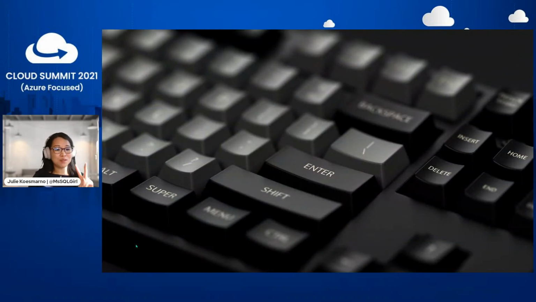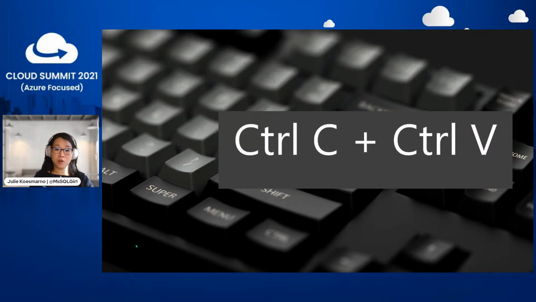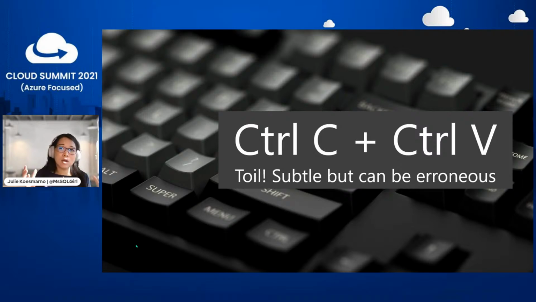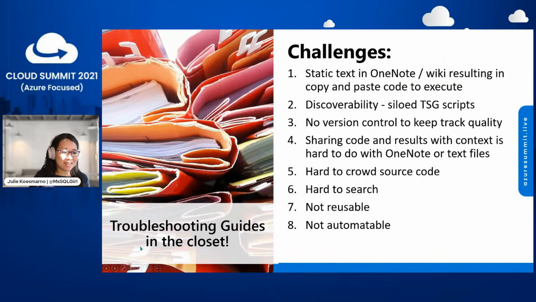And there are two sets of keystrokes that are very often used, and it actually can be quite dangerous, which is Control-C, Control-V. You do a lot of copying of code from one place, perhaps your OneNote or other places, and then paste it into, for example, SQL Server Management Studio or Azure Data Studio, and so on. So a lot of copying this code and then modifying. In the SRE, or site reliability engineering, or DevOps world, this is considered toil. It sounds subtle, but it is actually very error-prone. So something to consider there.